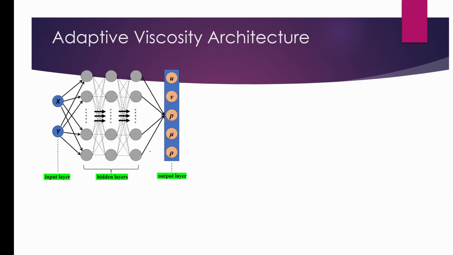Here we have shown the adaptive viscosity architecture. This is a slightly modified version of the traditional PINN architecture. The only difference is that the solver itself learns the optimal mu. We give x, y, t as the input of the PINN. For Euler equation, these are the variables we are interested in. In addition to that, it will also output mu. So mu will become a space-time quantity. That's the beauty of this approach.